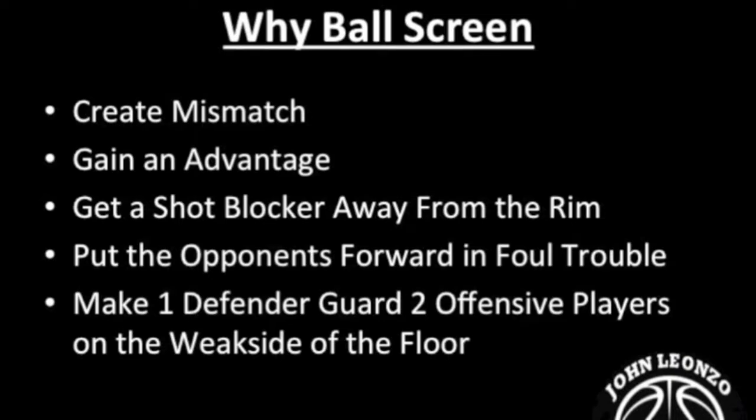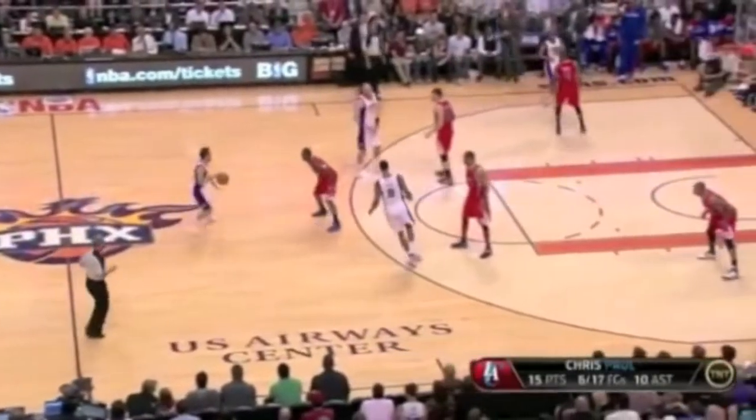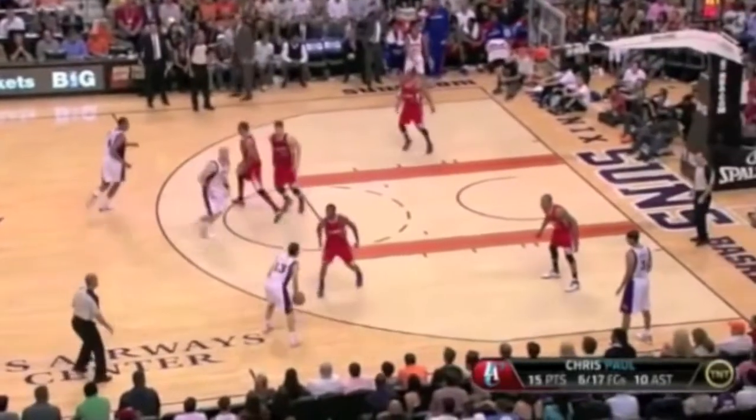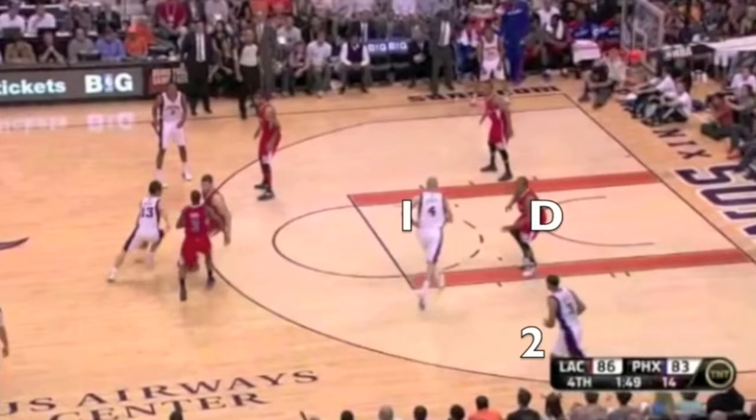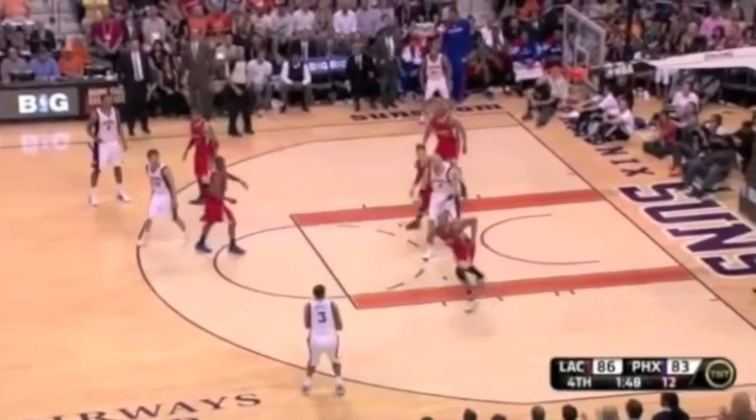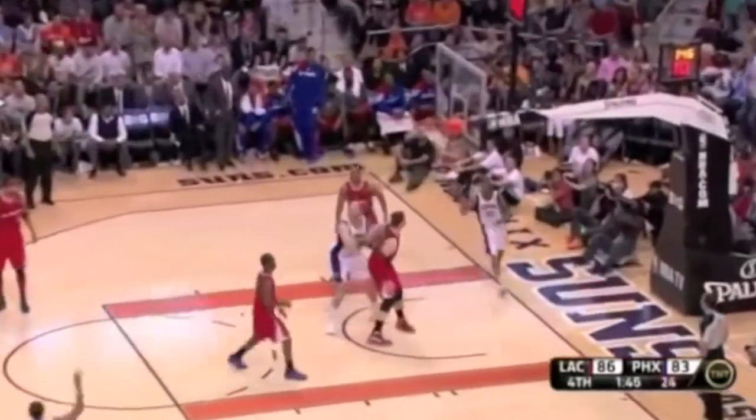The final reason why you should ball screen is because when a ball screen occurs, one defender has to guard 2 offensive players on the weak side of the floor. Because the forward and the on-ball defender have to guard the dribble for a certain time period in ball screen coverage, that leaves fewer defenders on the weak side to guard more offensive players, again giving you an advantage so long as the point guard can handle the ball and make the appropriate read.